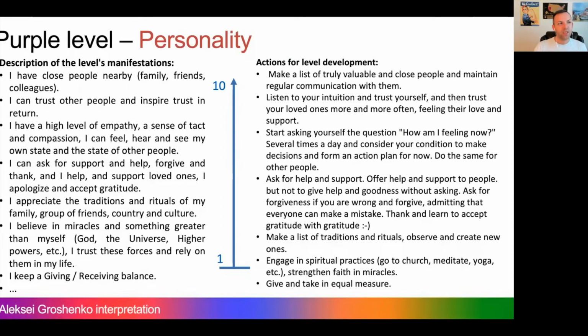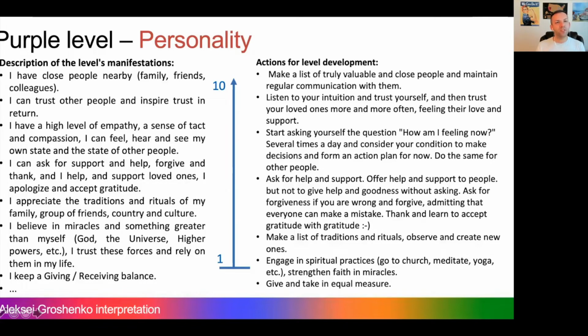Personal level means you, me, and each individual, who can be described from the purple level perspective. So what criteria do I want to offer for the purple level from a personality perspective? I have close people nearby: family, friends, colleagues. I'm a part of small tribes, and I can have several tribes, not only one. I can trust other people and inspire trust in return. That's a mutual mechanism: I trust people and people trust me.